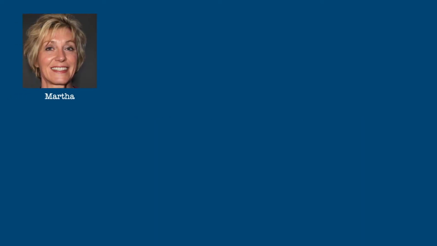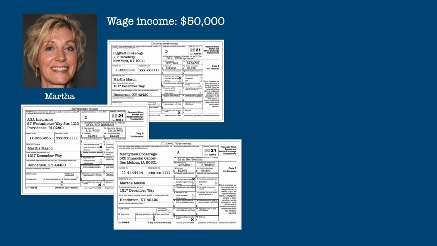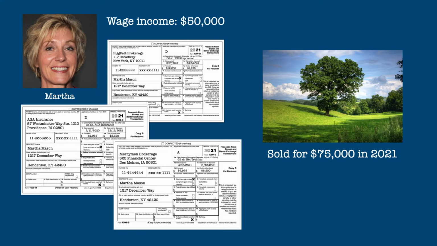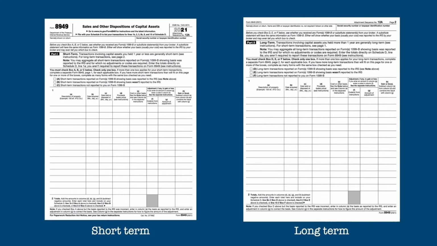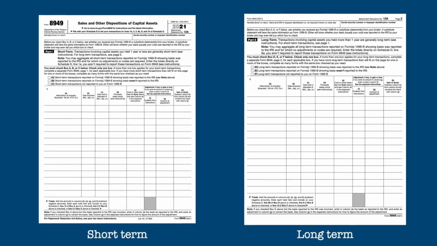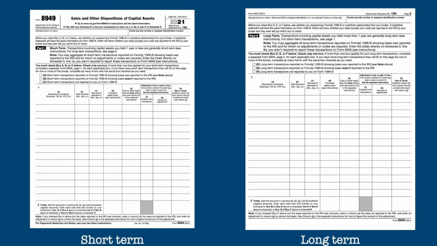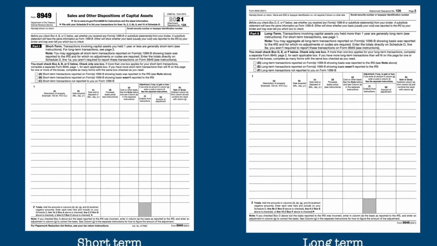Meet Martha. She is single and has wage income of $50,000. She also received these 3 Forms 1099-B, plus she sold a piece of land she was holding for investment for $75,000. She paid $35,000 for the land 7 years ago. Let's see how these transactions are reported. Even though all her security sales were for covered securities, she decides to use Form 8949 to report the transactions, since she must report the land sale on Form 8949.